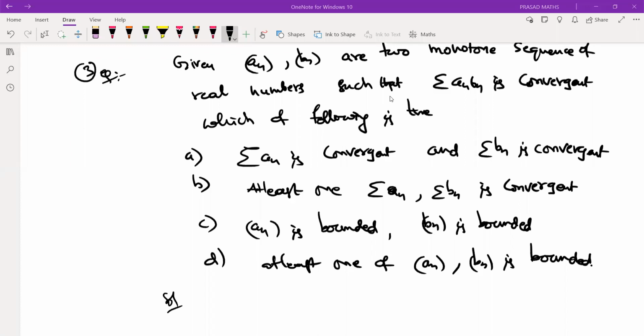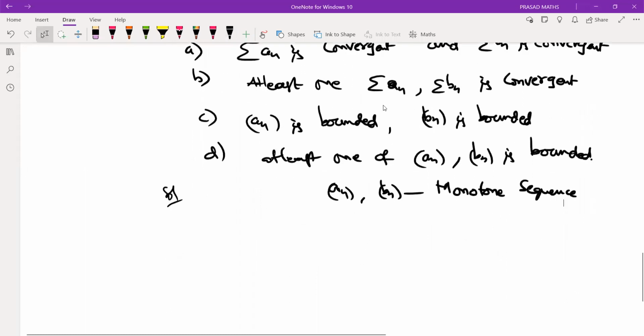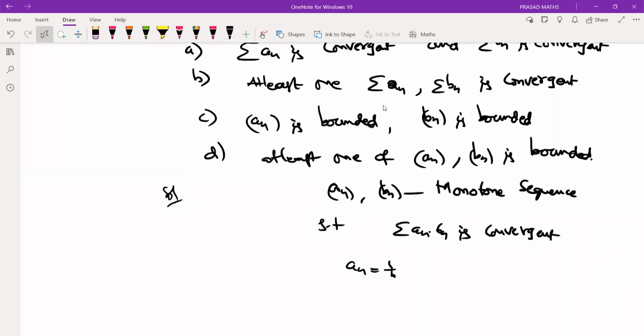Okay. So first, what you are given: a_n and b_n are monotone sequences. Monotone means either an increasing or decreasing sequence of real numbers. And you are given that summation a_n b_n is convergent. The question is, does it mean that summation a_n is convergent? Suppose I take a_n equals 1 by n, b_n also 1 by n.